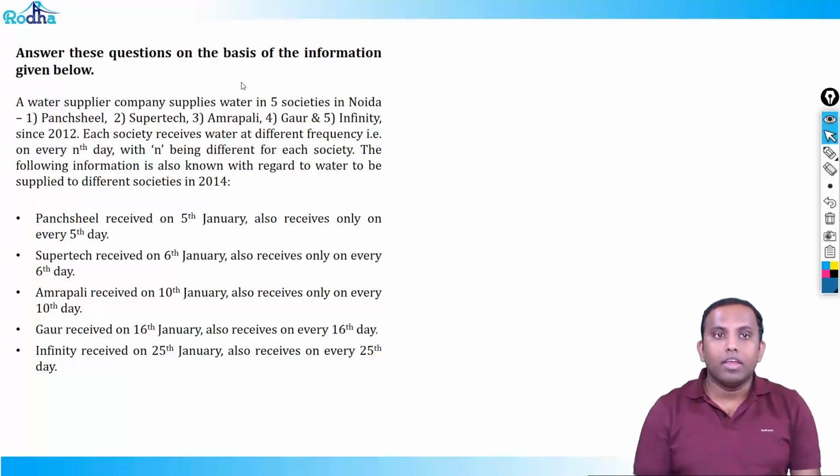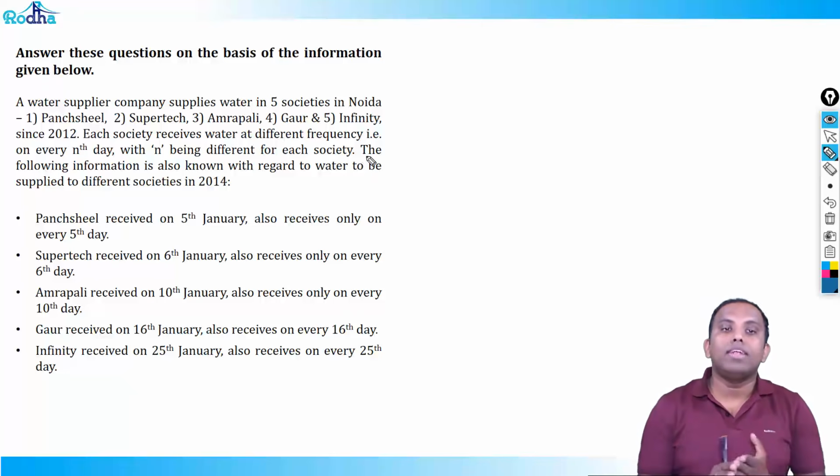A water supplier company supplies water in 5 societies in Noida: Panchsheel, Supertech, Amrapali, Gaur and Infinity. Since 2012, each society receives water at a different frequency, that is on every nth day, with n being different for each society. The following information is also known with regard to water to be supplied to different societies in 2014.